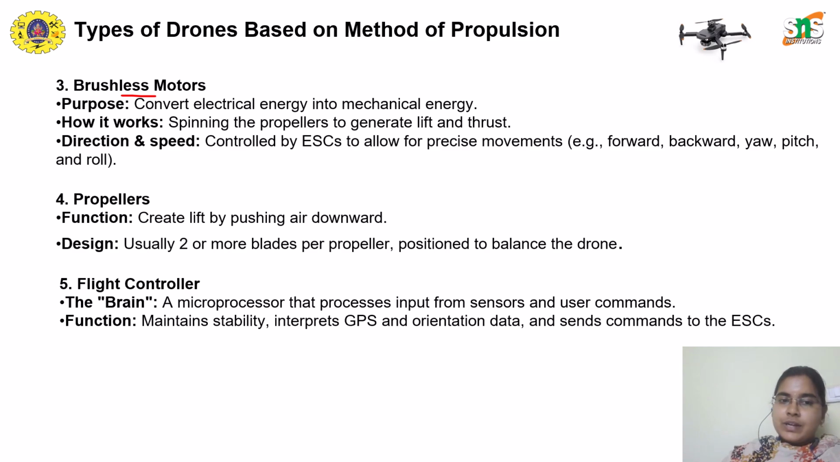Propellers create lift by pushing air downward, usually with two or more blades per propeller position to balance the drone, not fewer than that. And the flight controller is the brain, the microprocessor that processes the input from the sensors and the user commands. It maintains stability, interprets GPS and orientation, and sends commands to the ESC.